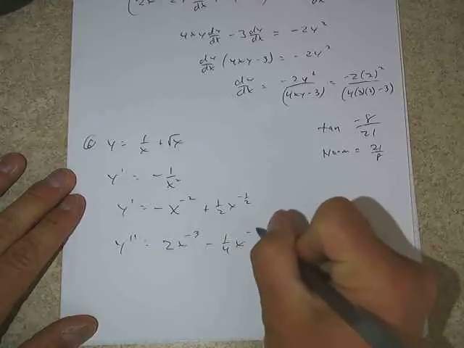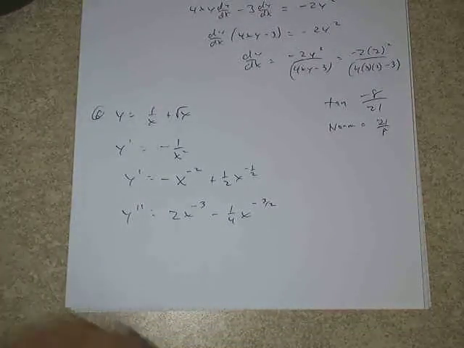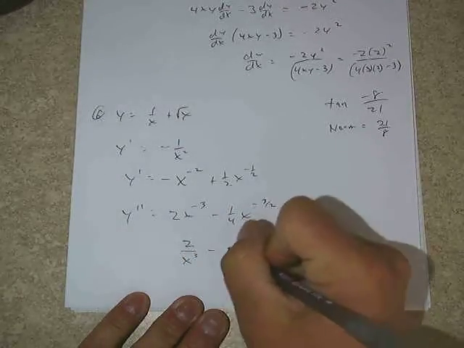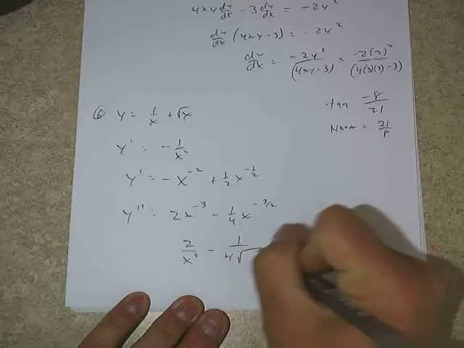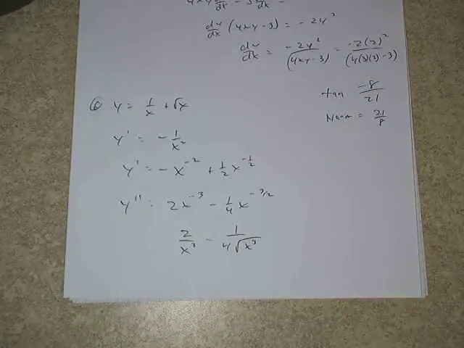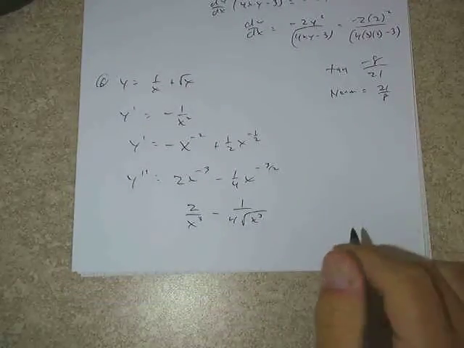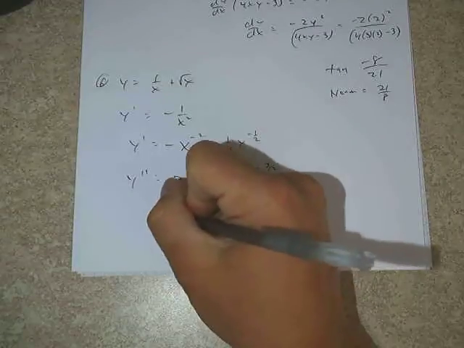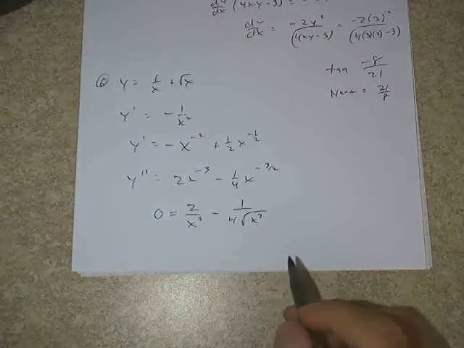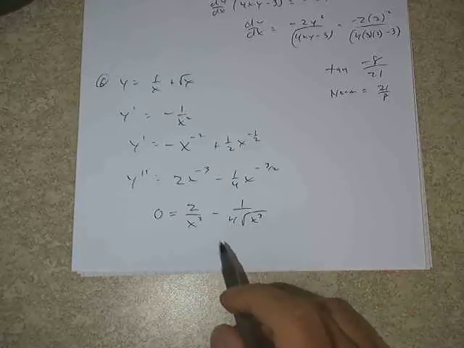And again, I'm just going to leave them in that power form because I'm going to differentiate again, and I'll want it in power form. It would be easier to find the derivatives. So y double prime here would be 2x to the negative 3, and then negative 1/4 x to the negative 3/2. And if I rewrite, I'm going to get 2 over x cubed, and then over here I have 1 over 4 times the square root of x cubed. Power on top, root on bottom.